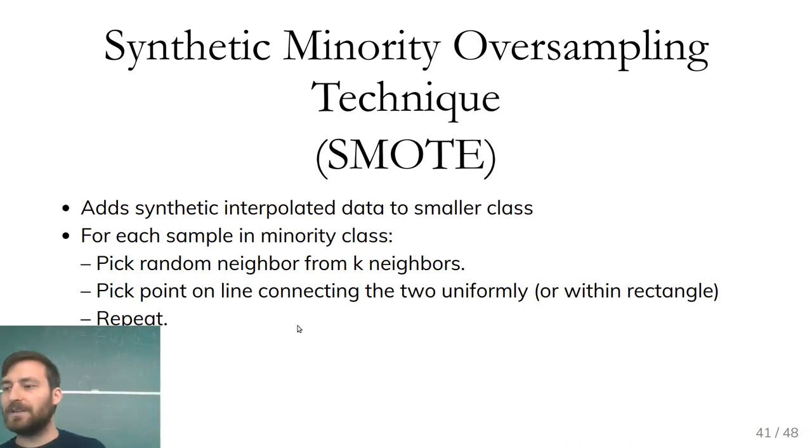So the point is to oversample the minority class, but not just replicate points, but add synthetic points. For each sample in the minority class, the way it works is you pick a random neighbor from its k neighbors. So you set k to, say, 5. Then you pick one randomly from these 5, and you pick a point on the line connecting these two uniformly. This point on the line is your new data point.